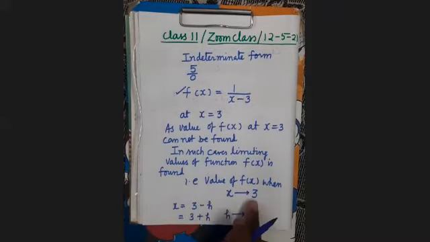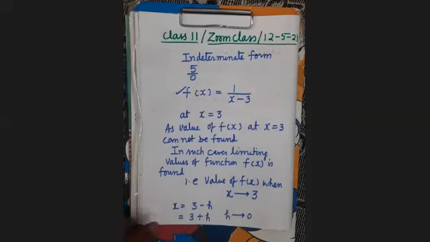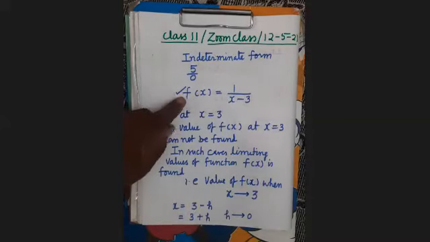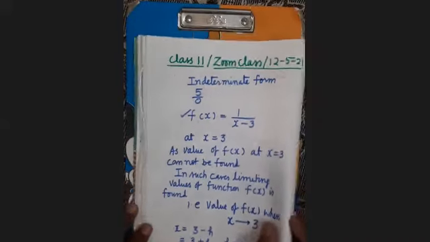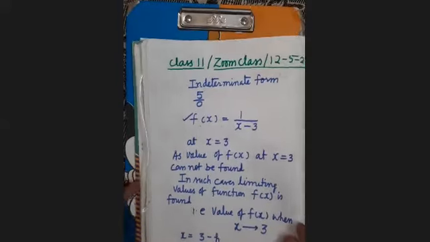X is tending to 3 means the value of x is either 3 minus h or 3 plus h, where h is tending to 0. Means this value is very close to 3. At that value, we will find out its value. That is called the limiting value. And how will you write that? It is written in this way.